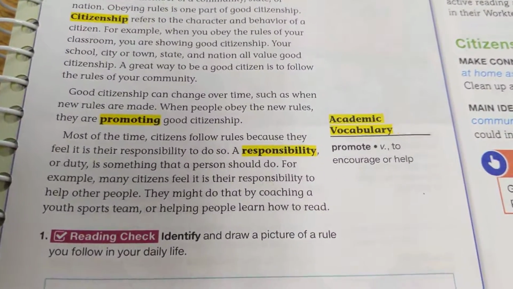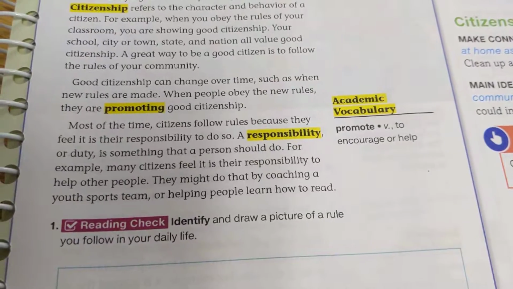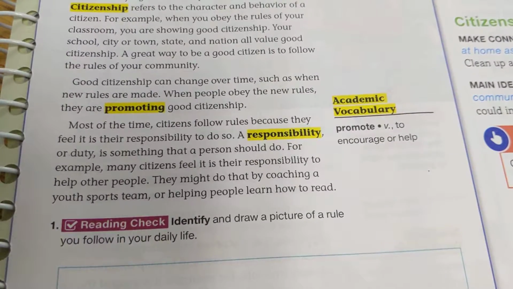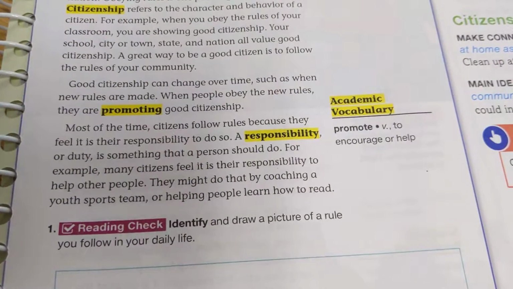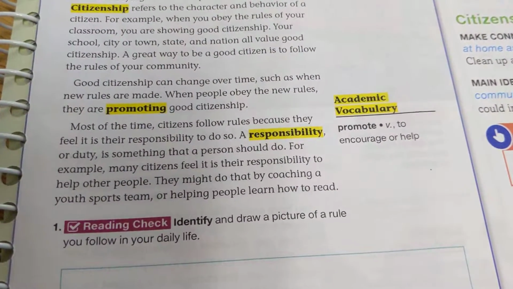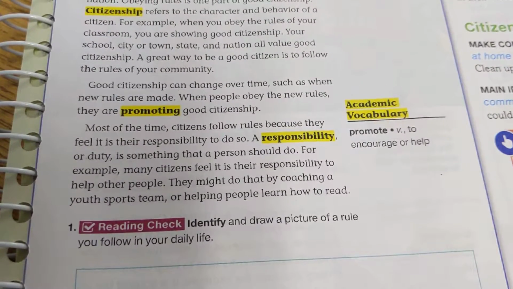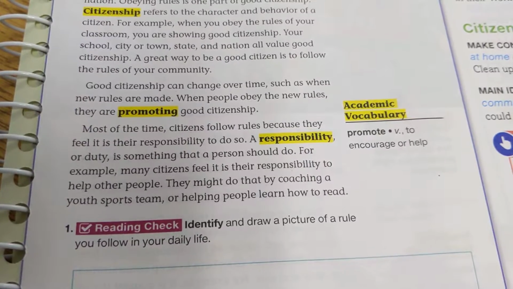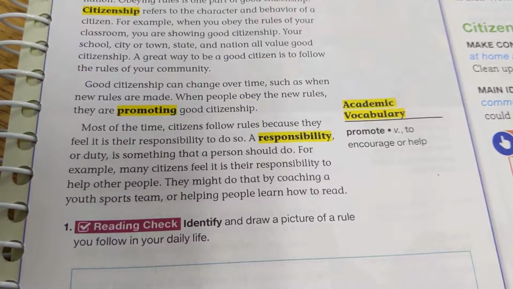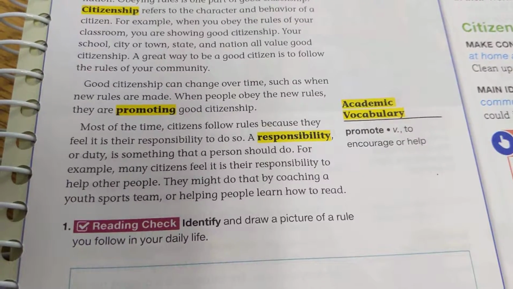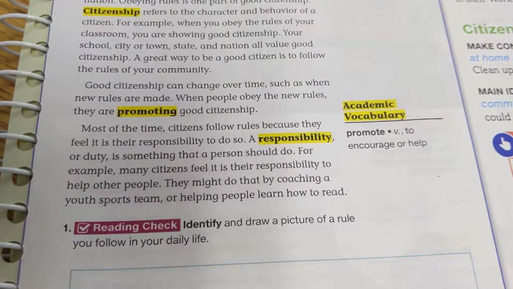Good citizenship can change over time, such as when new rules are made. When people obey the new rules, they are promoting good citizenship. So promoting, they're like demonstrating and showing, like a good role model. Most of the time, citizens follow rules because they feel it is their responsibility to do so. A responsibility or duty is something that a person should do. For example, many citizens feel it is their responsibility to help other people. They might do that by coaching a youth sports team or helping people learn how to read.